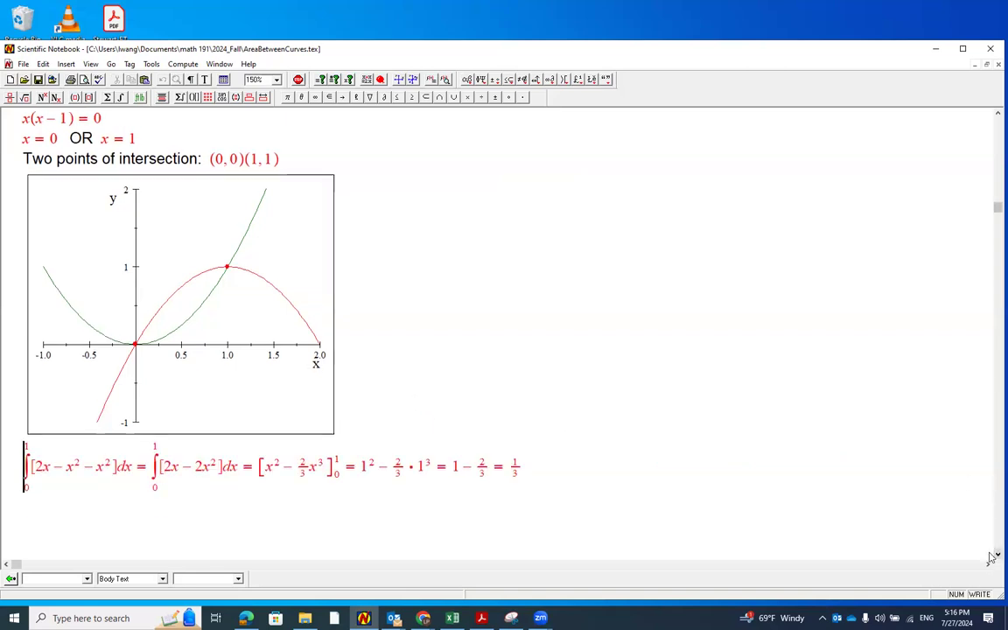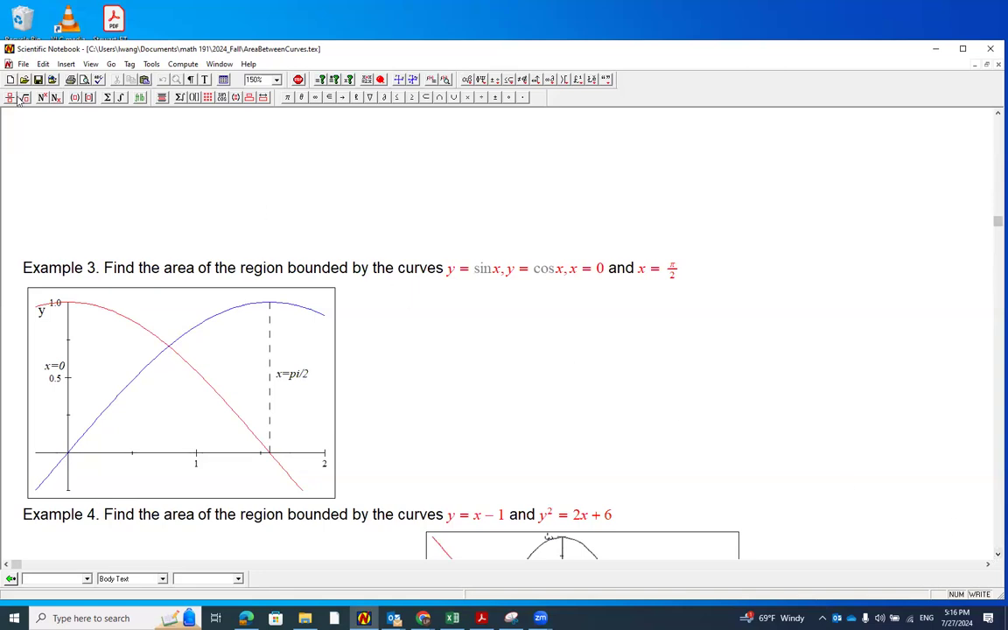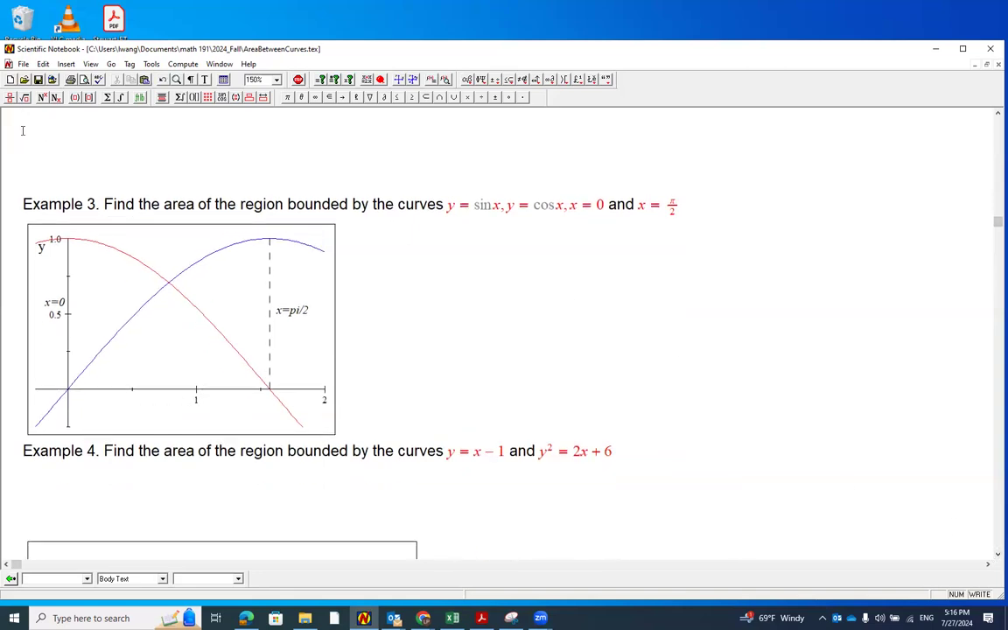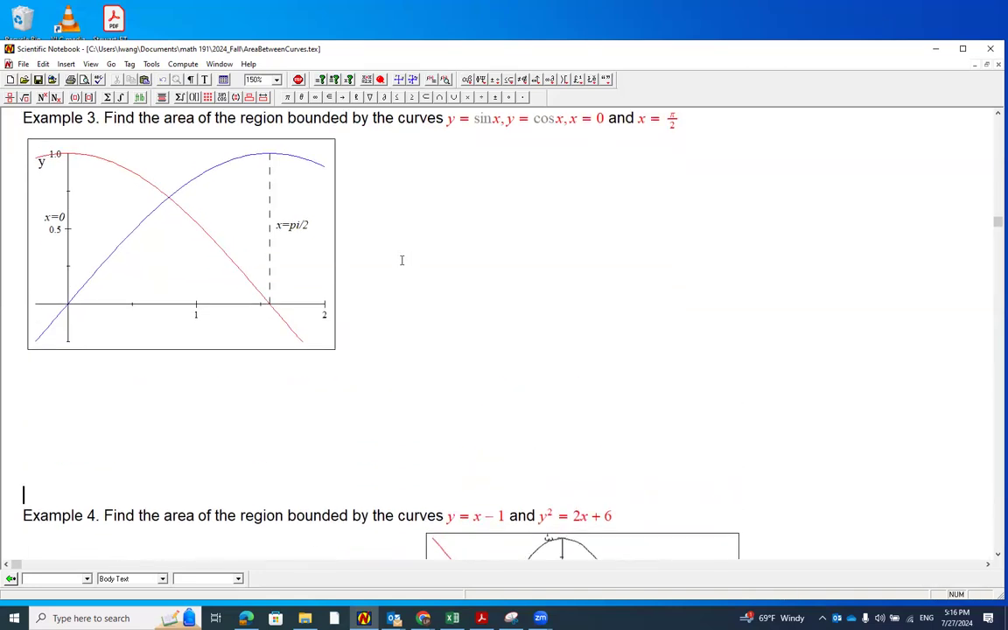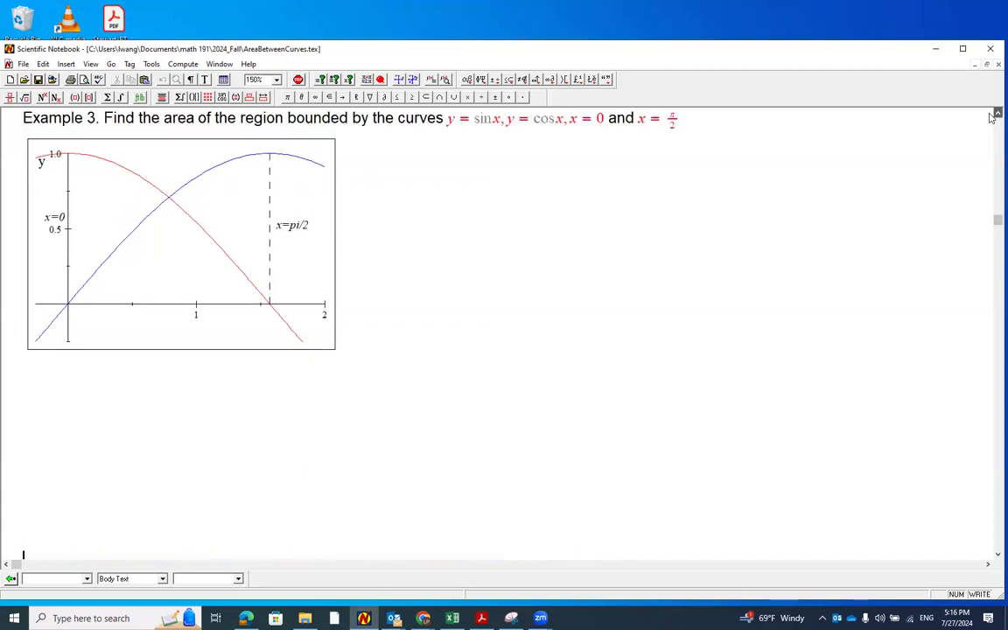Okay, so let's look at the next one. Actually, it should be called example number 4. Example number 4, 3 changed to 4. We want to find the area between the sine curve, which is the blue, and the cosine curve, which is the red, between 0 and pi over 2.